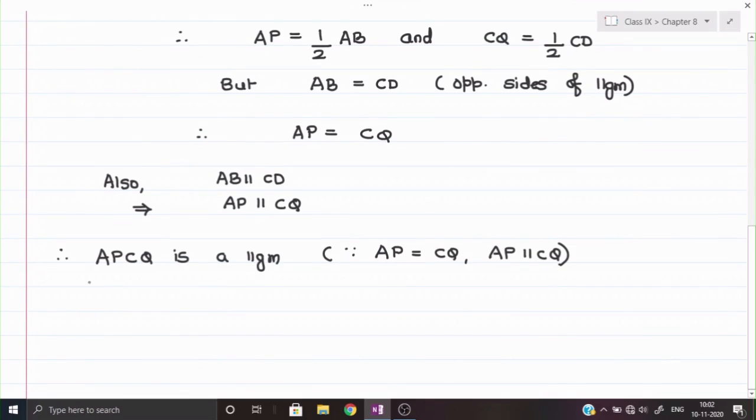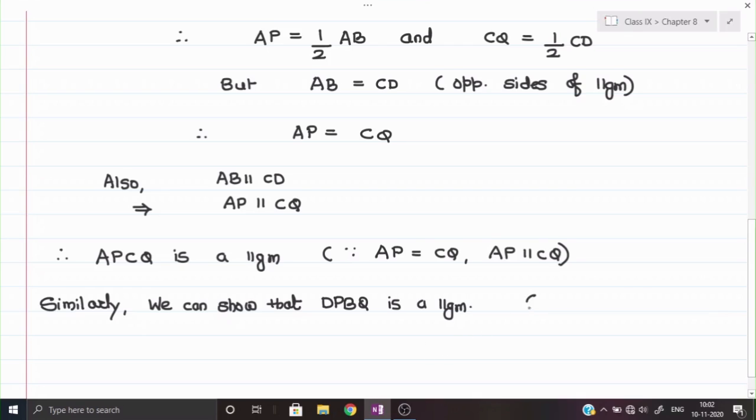So we will write down here: similarly we can show that DPBQ is a parallelogram. Okay, so this will become the second part. So here you can say we have proved the first and second parts. Now the remaining is only the third part. So we'll see now part number three.